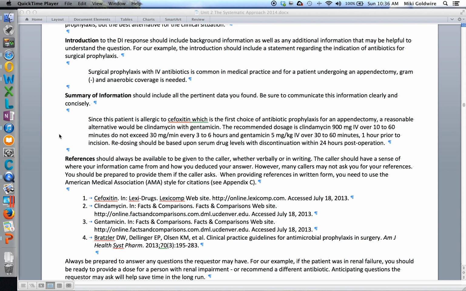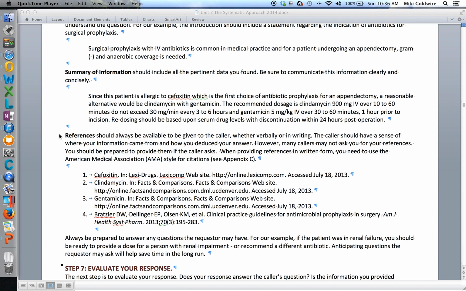Lastly, you should always have your references ready. And in writing, you would provide these, but verbally, you need to have them ready just in case the caller wants to know where you got your information from. And again, in the pharmacy world, we use the AMA, American Medical Association style. And I've left an example of these in these notes, which will be online, under Appendix C.